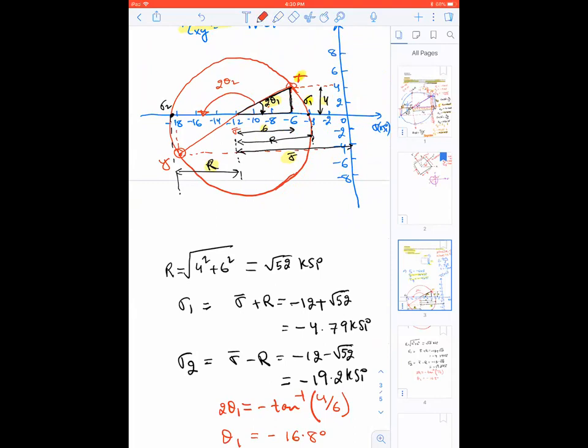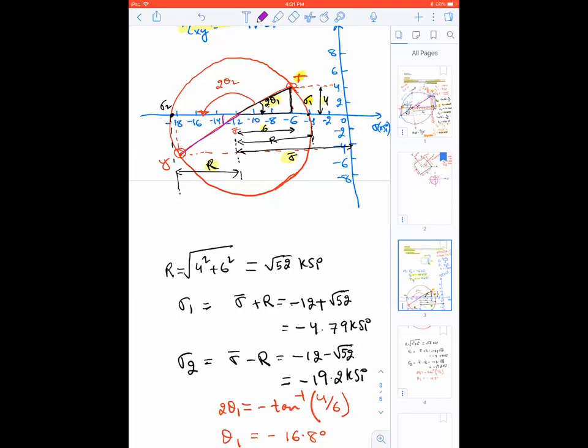Now let's calculate 2 theta 2. If you calculate this angle, considering this triangle. Sorry, I have a question. Why did you say the angle was negative? Oh, we are going clockwise here. From x phase to sigma 1, you're going clockwise. That's why the angle has to be negative. Okay, thank you.